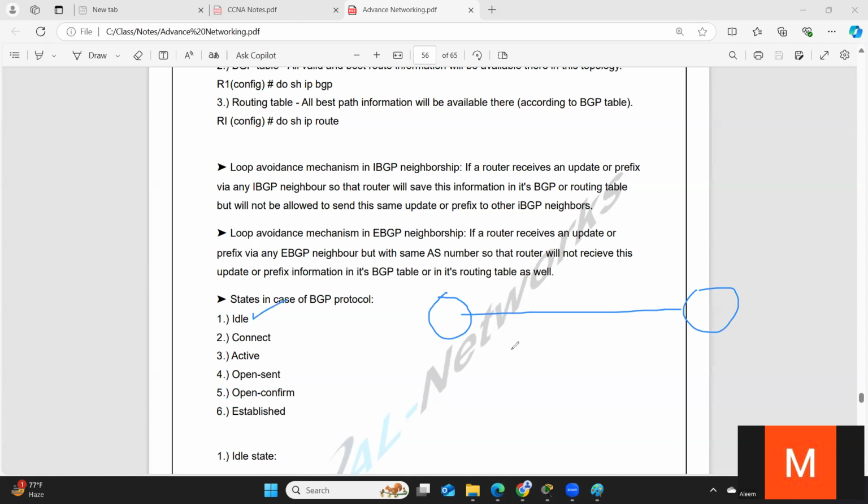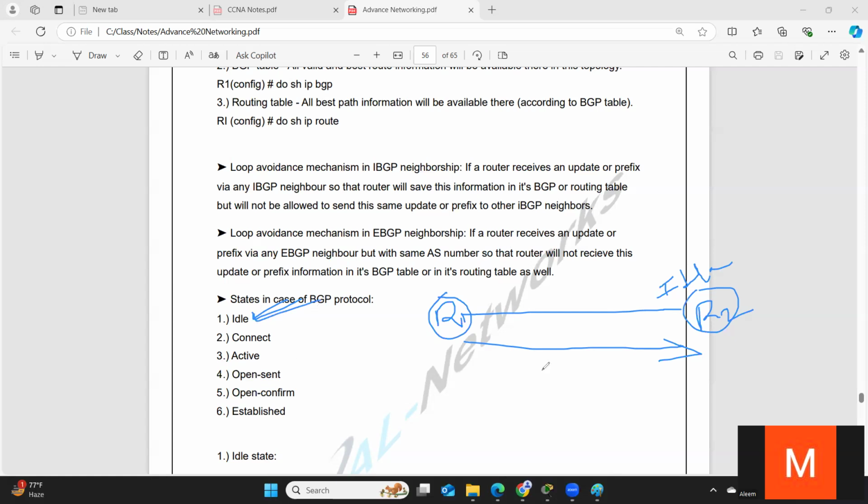Idle state means BGP has not been enabled on this router, or this router has started to send the idle message because it cannot be configured here. So that is the idle state. I'll show you how the idle state looks. Through the BGP summary command we can check this.